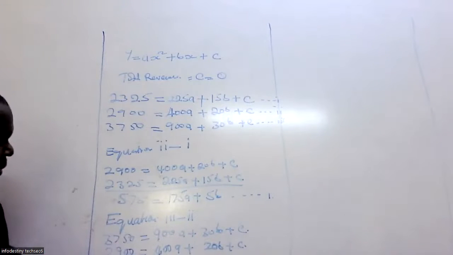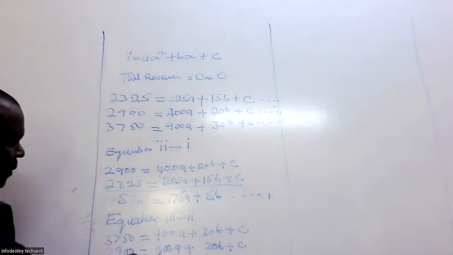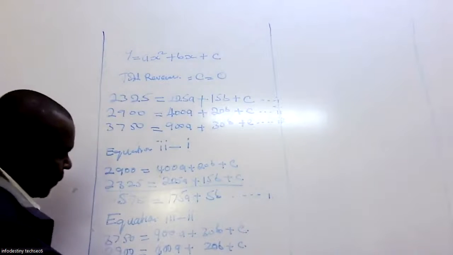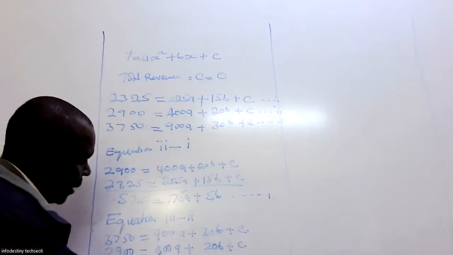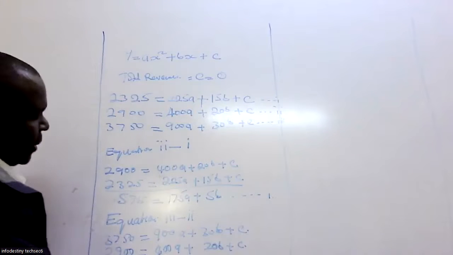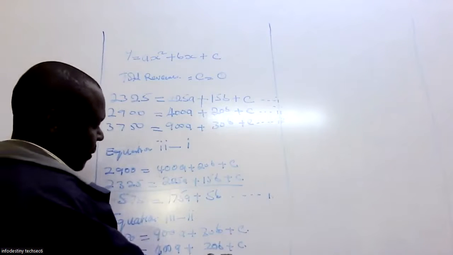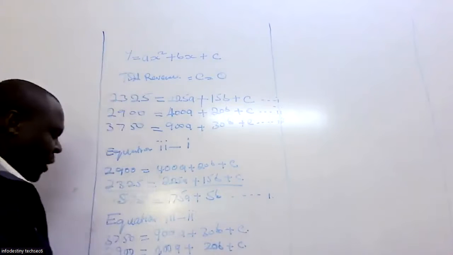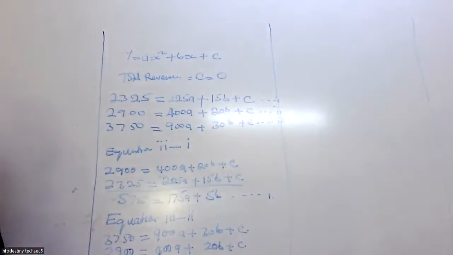The first one is 2050. 850 will be equals to 500A plus 10B. So this is the second equation. Now we have what's known as the simultaneous equation. Now we solve this simultaneous equation together.